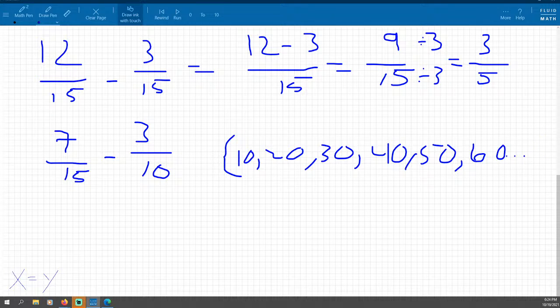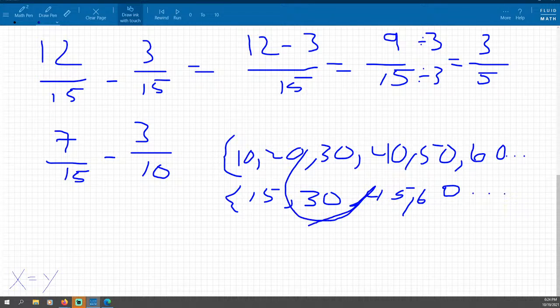Multiples of 15 are going to be 15. What comes next? 30. 45. 60. We'll stop at 60. So we have two that are common, 30 and 60. We want the least one, the lowest one, so that'd be 30. Oh boy, I'm about to erase again.